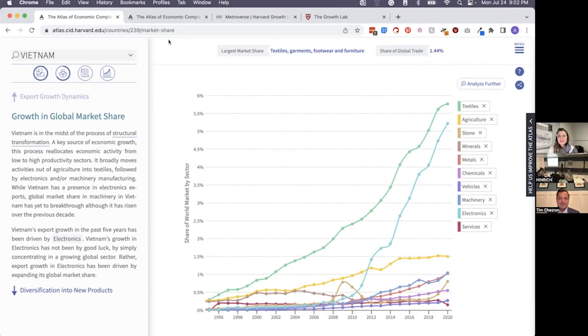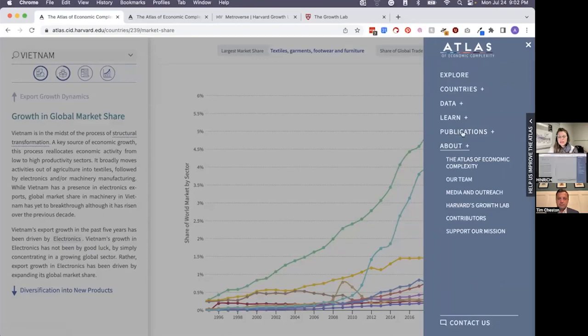Definitely. Our contact information is on the Atlas in a number of different places. You can go to Contact Us, or you can go to the About page.